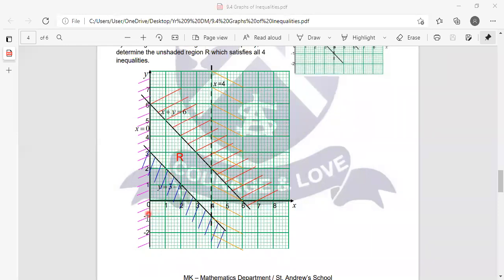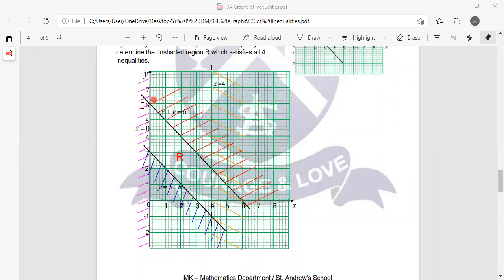Okay. Next, we have x more than or equal to 0. I need the region which is on the right. Unwanted is the region on the left, shading the left side of the line. Similarly, we have x less than 4. So more than 4 is on the right, which is unwanted. I shade the region which is unwanted.